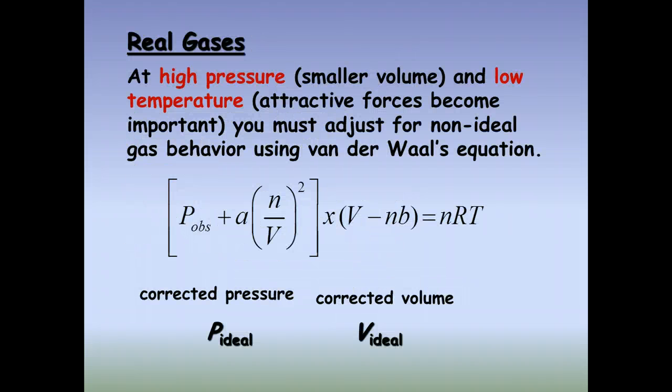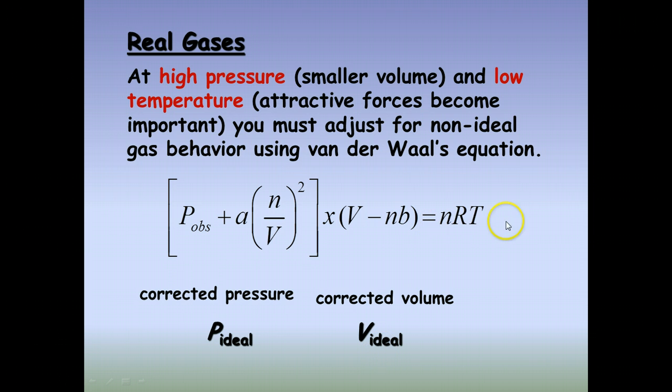So, real gases are what happens in reality. You don't need to know this equation, but you should be able to apply the concepts of real gases. It says that at high pressure, small volume, and at low temperature, the attractive forces become important in gases. So you must adjust for the non-ideal behavior of the gases using van der Waals equation, which is shown here. And we have to correct both for the pressure and for the volume to get an ideal pressure and an ideal volume.